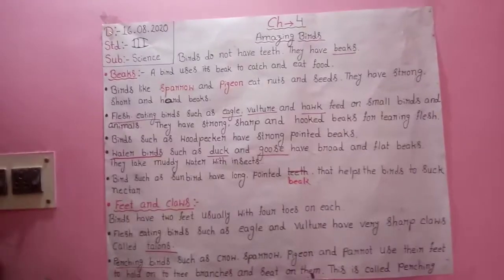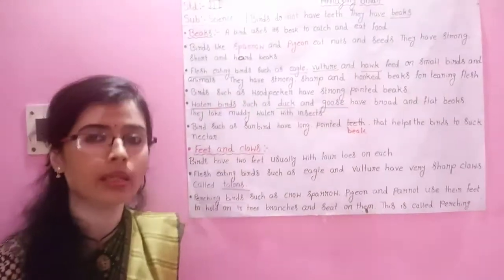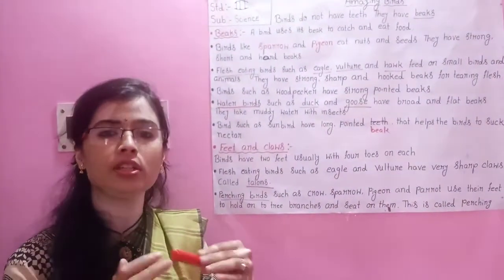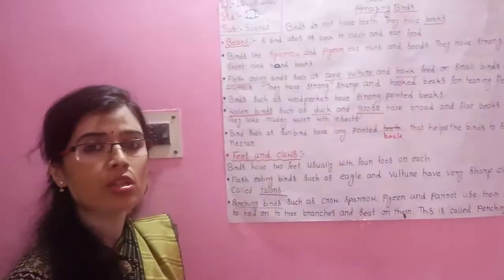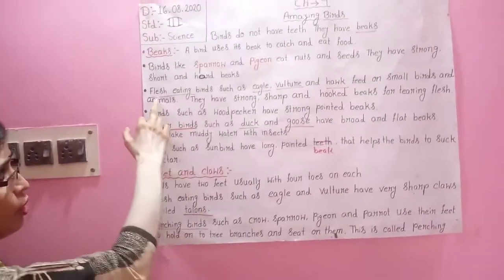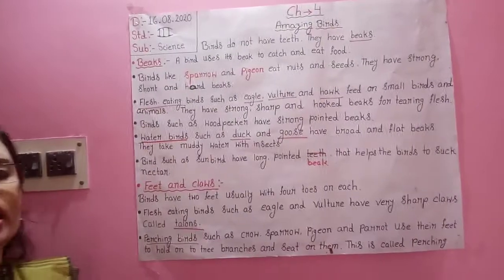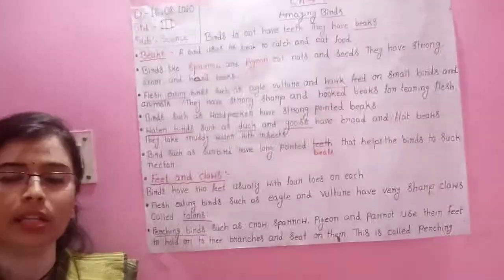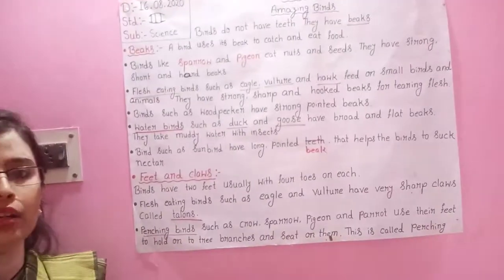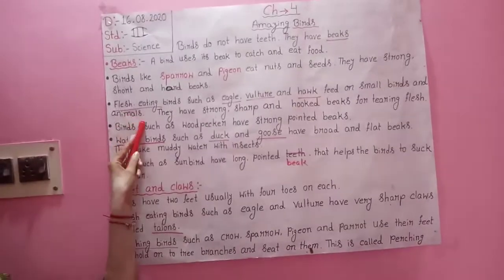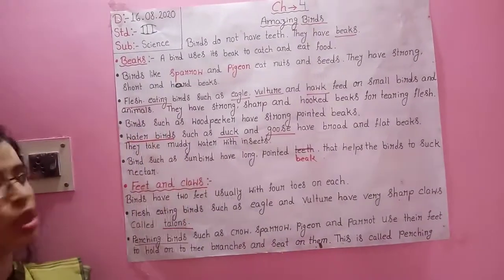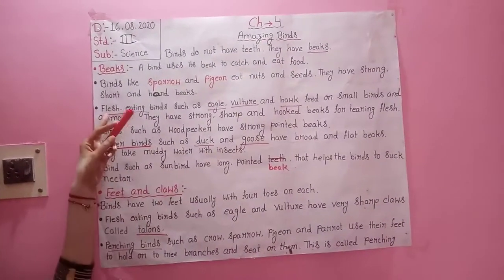Next, there are different types of birds and they have different kinds of beaks. They have differently shaped beaks. Why? Because they have different food habits, different eating habits. So first, flesh eating birds. Already we have learned about flesh eating animals, carnivores. Birds that eat the flesh of other animals are called flesh eating birds.